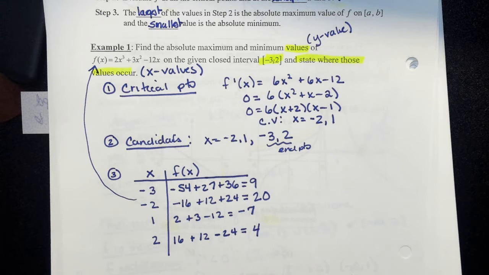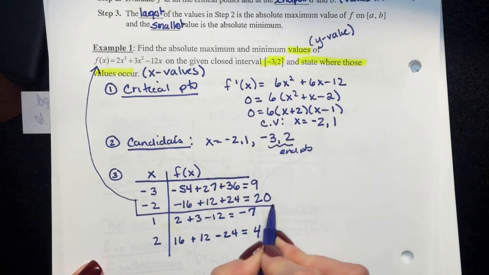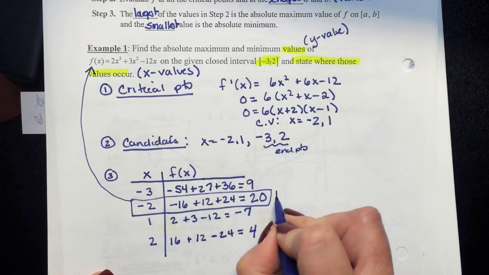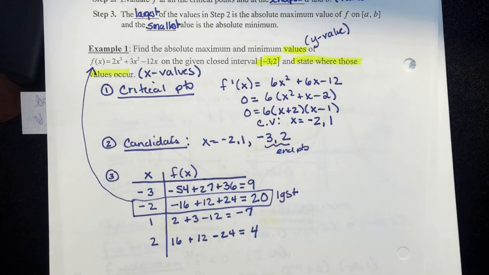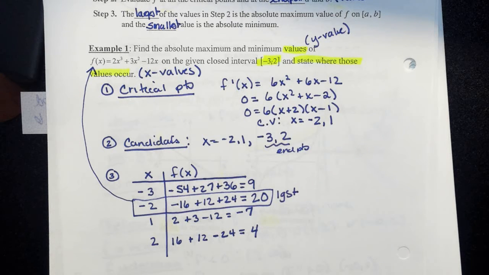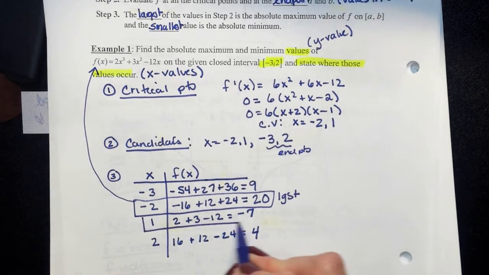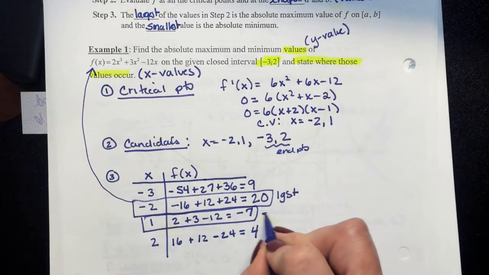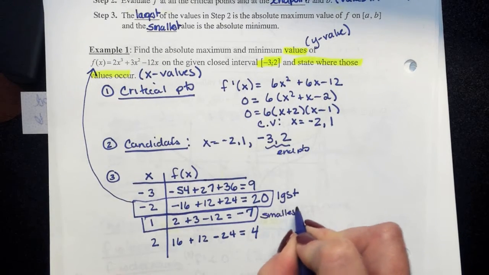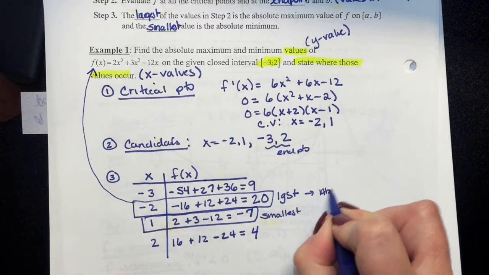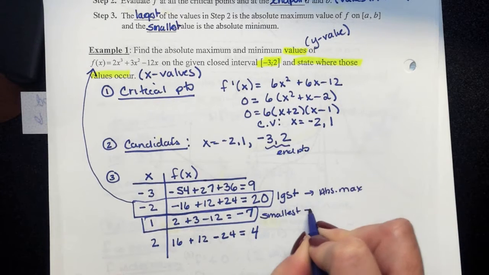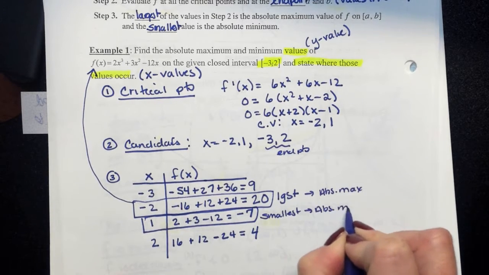So what's the largest y value that I came up with? 20. So there's my largest. What's the smallest y value? -7. So remember, the largest is where the absolute max is going to occur. The smallest is the absolute min.